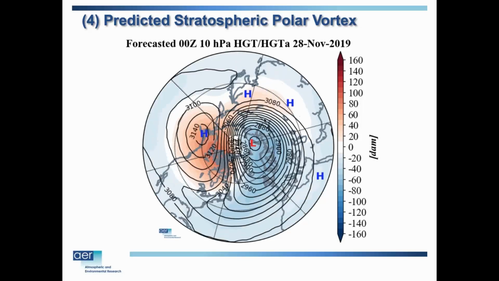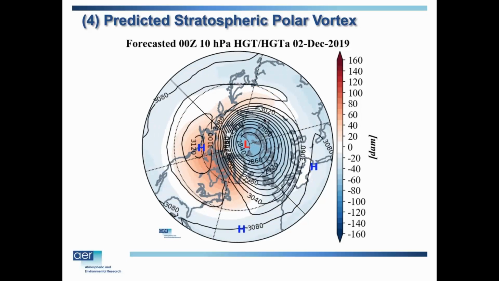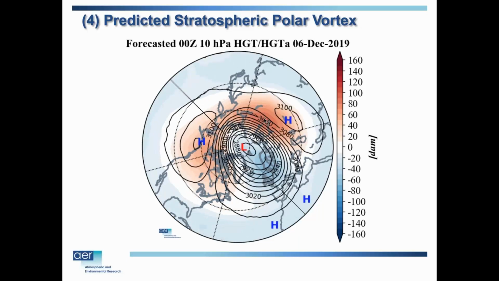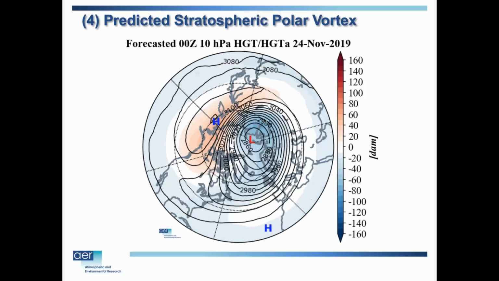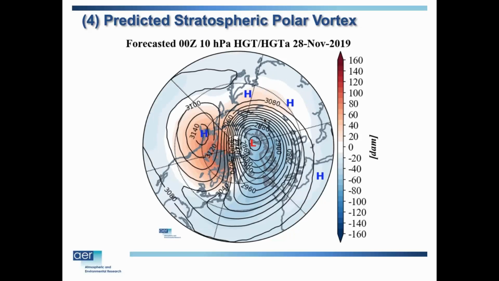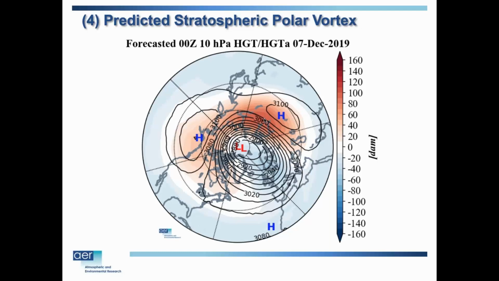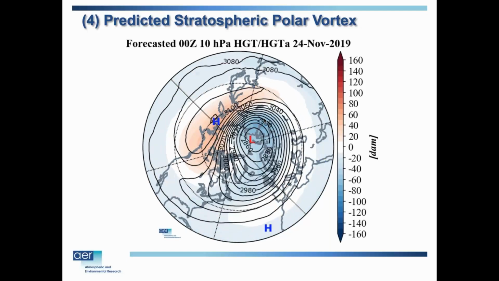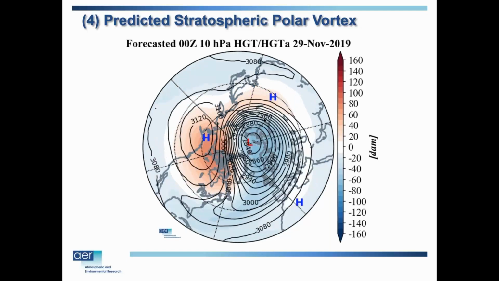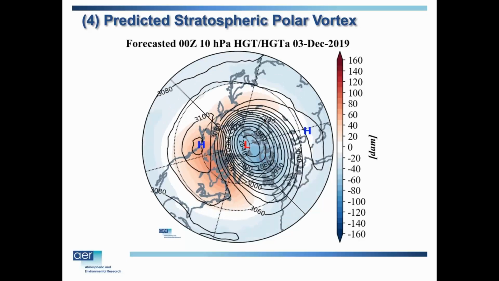But obviously it did, I think, successfully anticipate a disruption of some magnitude, whether it'll get to major warming status, and that's where the winds reverse at 60 north and 10 hectopascal. They go below zero, they go negative, so they go from westerly to easterly. That's defined as a major warming. We'll get to major warming.